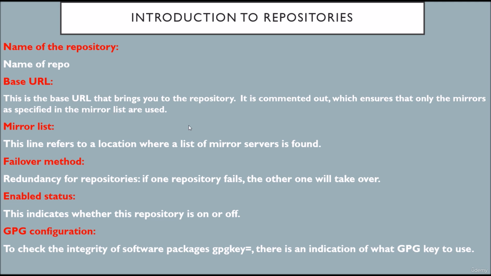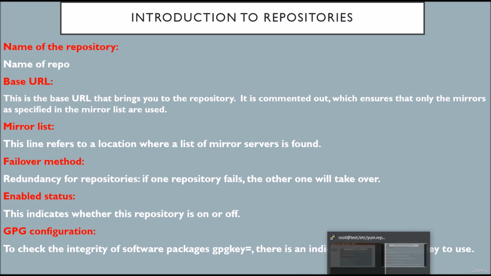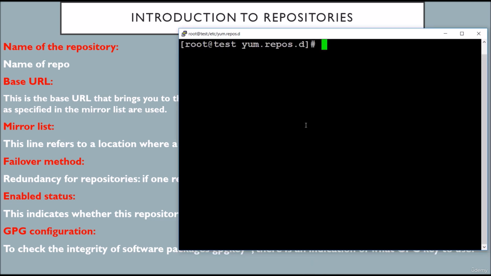Then there's a failover method. Redundancy for repositories. If one repository fails, the other one will take over. Enable status. This indicates whether this repository is on or off. There's also a GPG configuration. To check the integrity of software packages, GPG check is equal to a 1 or a 0. There's also an indication of what GPG key to use. If it's a 0, then it won't be checking it. So let's look at that file to see all these settings. So let me do a head -n to look at the first 7 lines of that file.